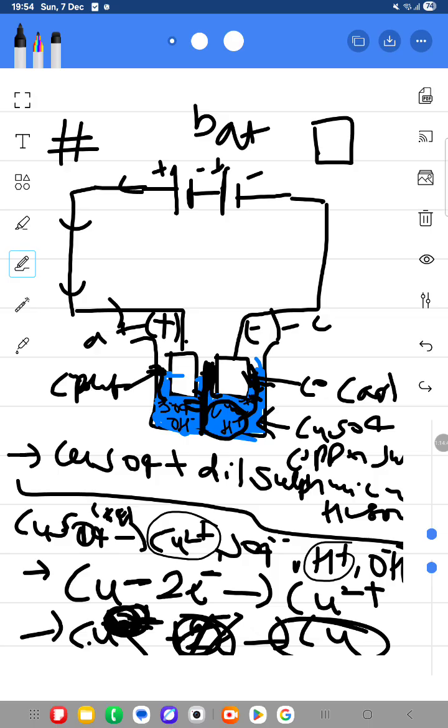So in the negative terminal, the Cu2+ and 2 electrons will form only a single copper atom. But on the positive side there is simple copper minus 2 electrons. Why minus 2 electrons?